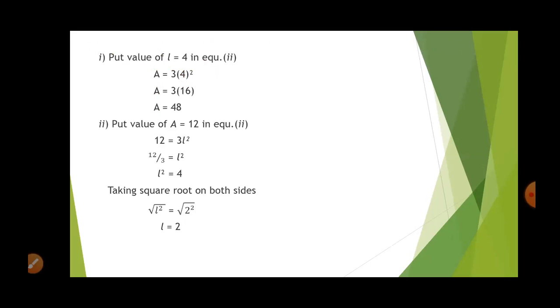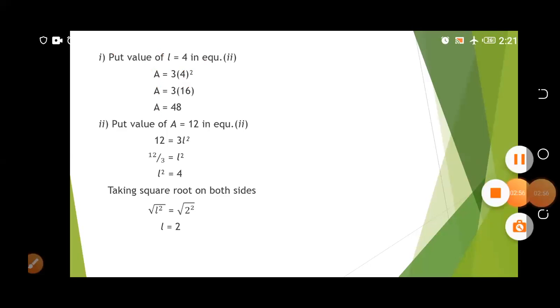So we have to put the value of L, which is equal to 4, in equation 2 to find the value of A. A is equal to 3 into 4 raised to power 2. A is equal to 3 into 16. 16 multiplied by 3 is equal to 48. So the value of A will be 48.